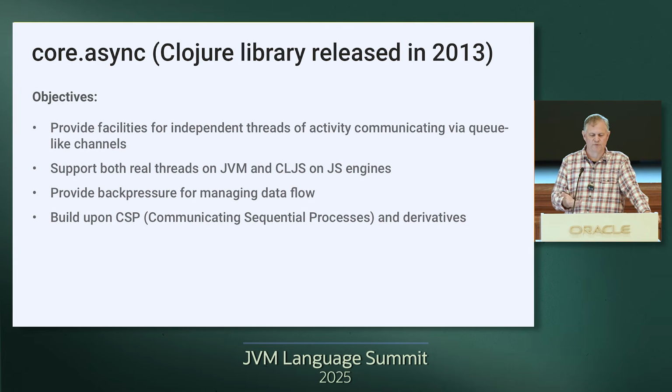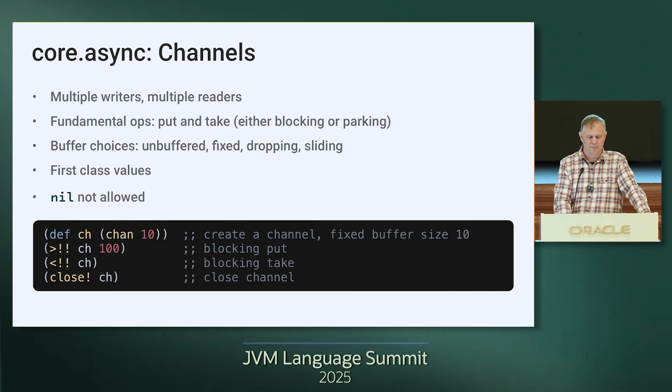So to provide these facilities for independent threads of activity, communicating via queue-like channels. We wanted to support the same programming model on both the JVM, which has real threads, and for ClojureScript, which runs on JavaScript engines, which are typically not threaded in that way. We wanted to be able to provide back pressure for managing data flow between those components. And we wanted to build upon the ideas in communicating sequential processes and the derivatives in things like Go. So I'm going to cover just a couple of the key components of it.